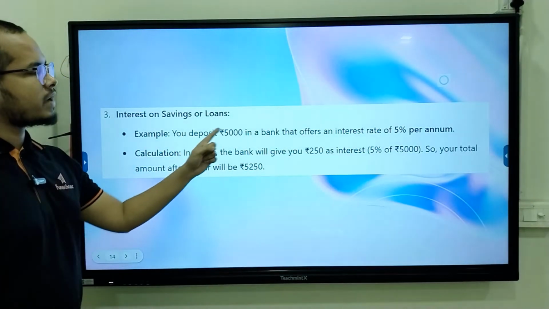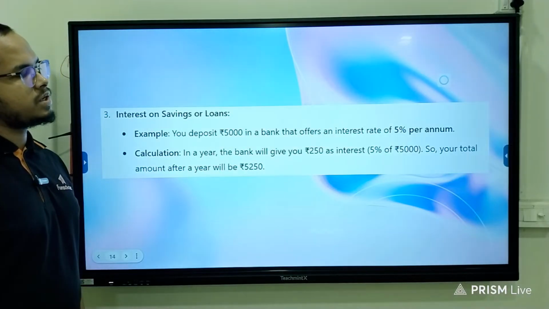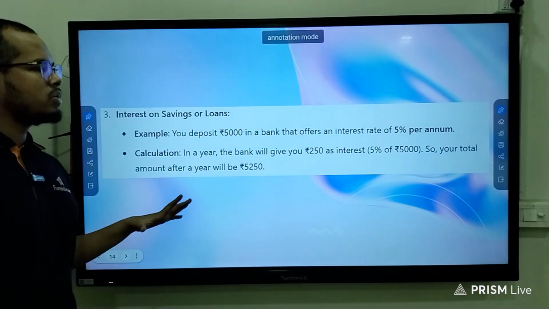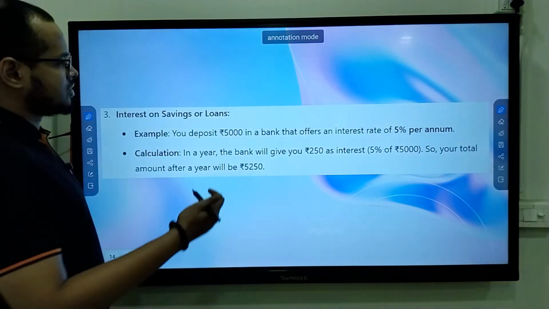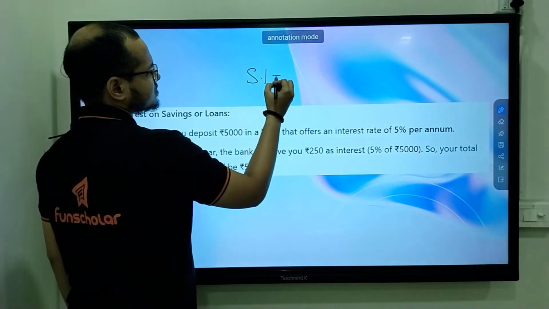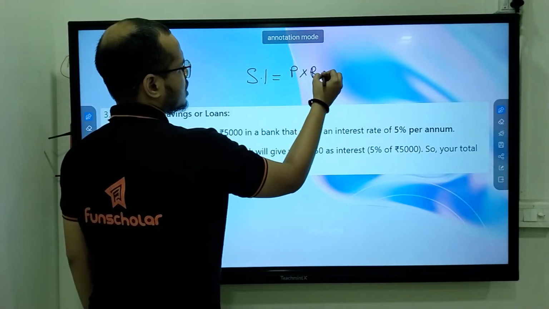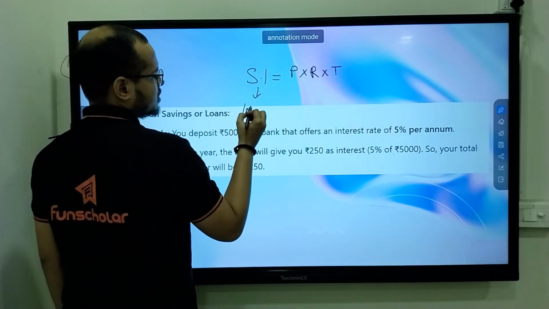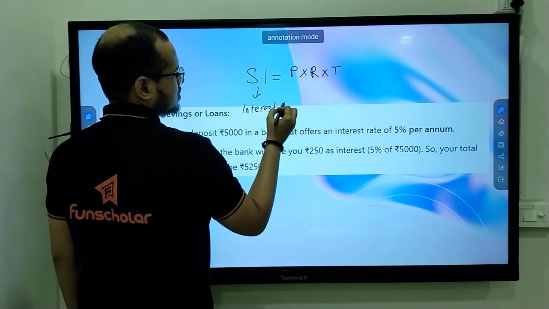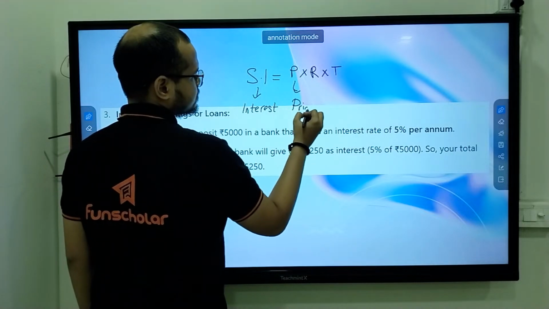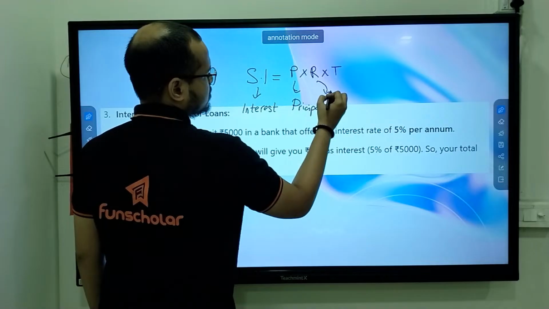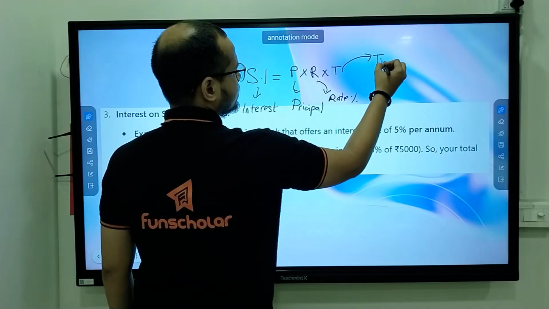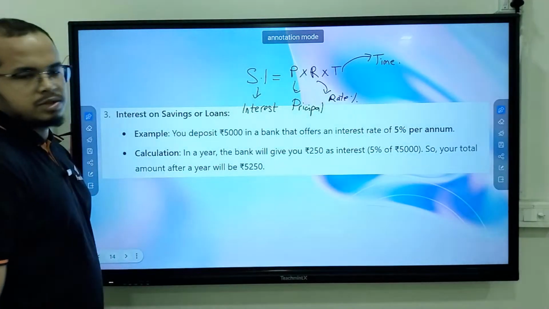Next, you deposit 5,000 rupees in a bank that offers a rate of interest of 5% per annum. This is actually the concept of simple interest. I'll not be going into simple interest in detail. So the formula for simple interest is P into R into T. Here, this is known as interest, P is known as principal, R is known as rate percent, and T is the time. We just put the values over here.